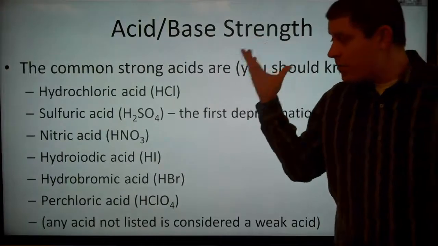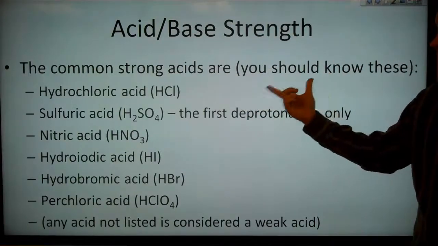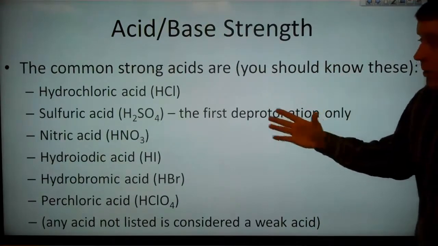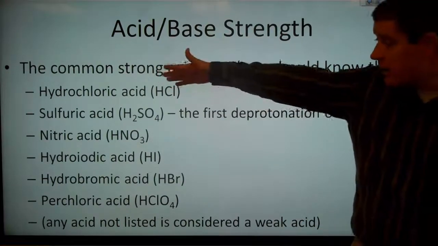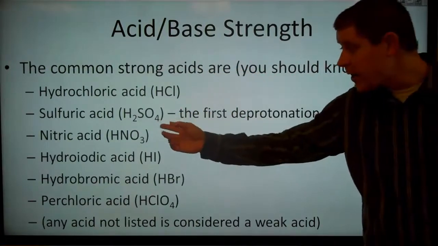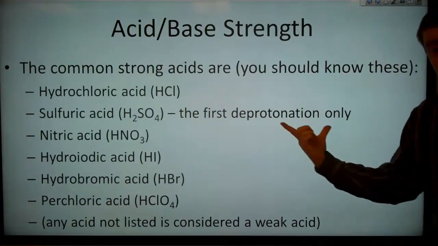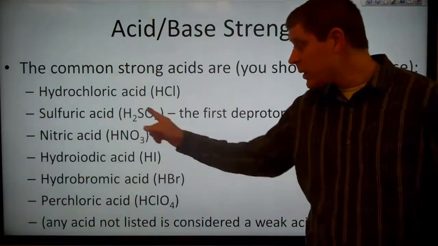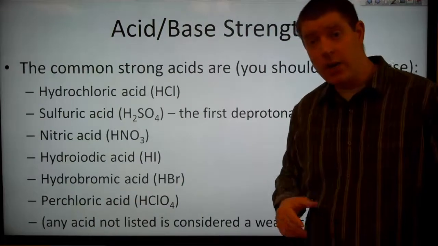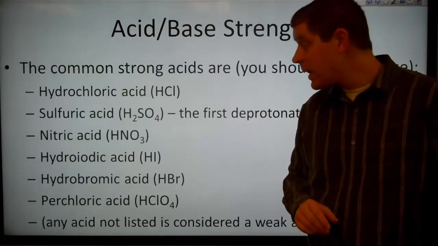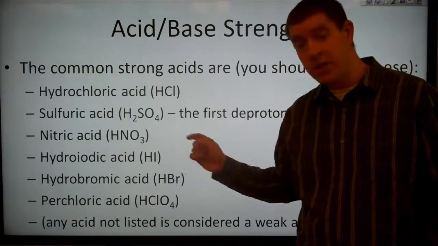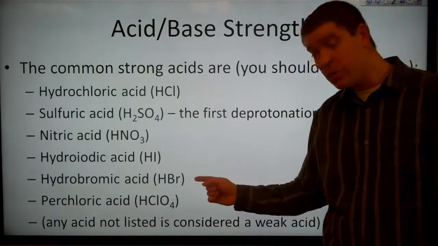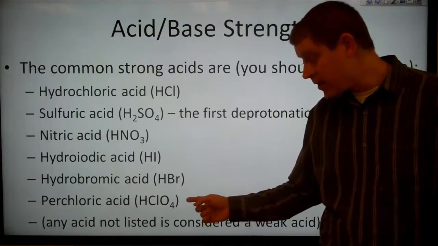So we have 6 common strong acids, and you should know these. So you should basically memorize this list. We have hydrochloric acid, HCl, sulfuric acid, H2SO4. Note that this is for the first deprotonation only, taking off one of those 2 protons. That second proton is still acidic, but it's significantly less so. It's a weak acid. Nitric acid, which is HNO3, hydroiodic acid, HI, hydrobromic acid, HBr, and perchloric acid, HClO4.